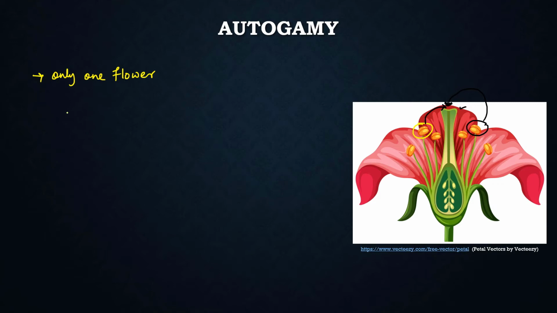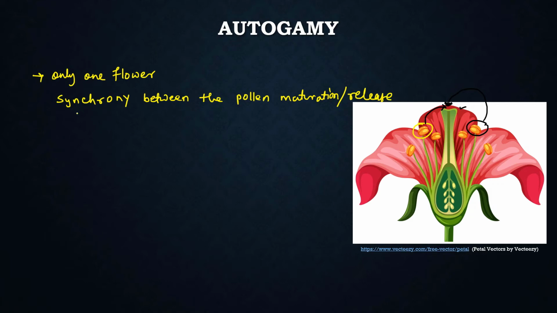No. So one of the conditions is that there should be synchrony between the pollen maturation or release, we can say both, and stigma receptivity. Now what do you mean by this? At a single time, at the same time, the pollen grain should be released and the stigma should also be receptive, that is, it should be mature enough to receive the pollen grain and continue the developmental process.